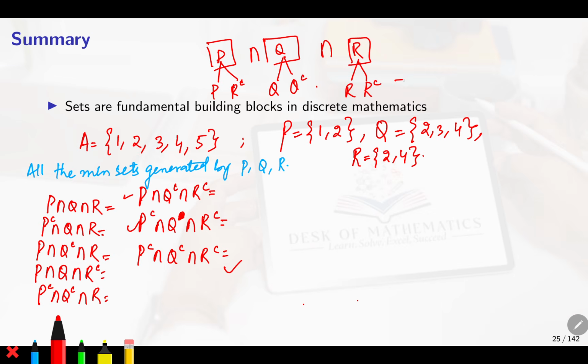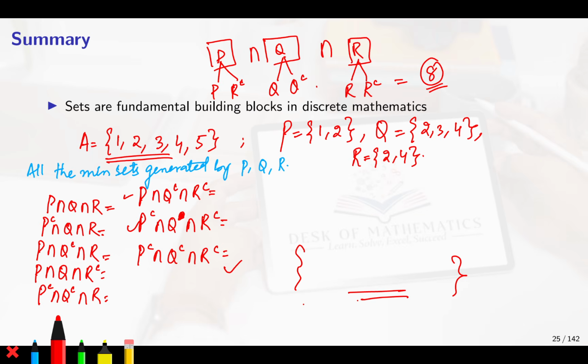So 2, 2 or 4, 2 or 8. So 8 min sets are possible, and when you join these non-empty min sets, you will find that this defines a partition of your A. So these are called the min sets.